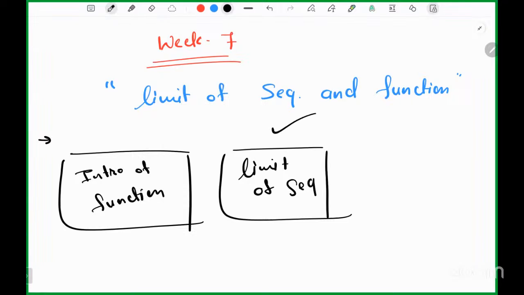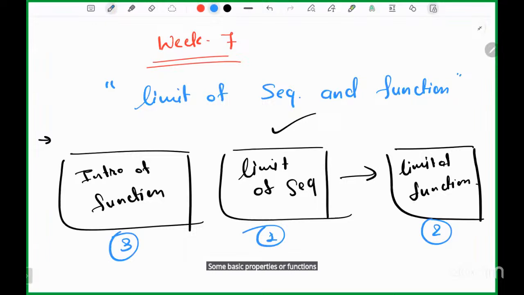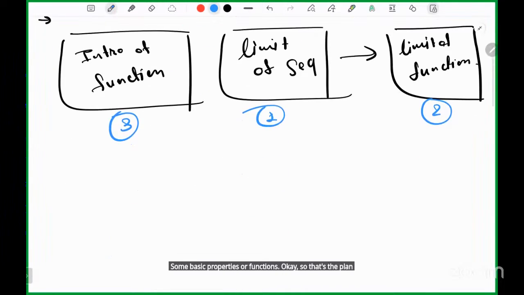So first we will cover what a sequence is, what we understand by the limit of a sequence, and if we have a sequence, how we can compute its limit. And after that, we will move to limit of functions. So first we are going to discuss limit of sequences, then limit of functions, and at the end, we will discuss some basic properties of functions. Okay, so that's the plan. So let's start with sequences.